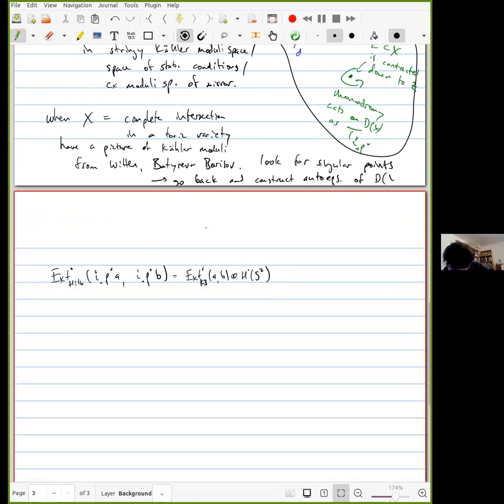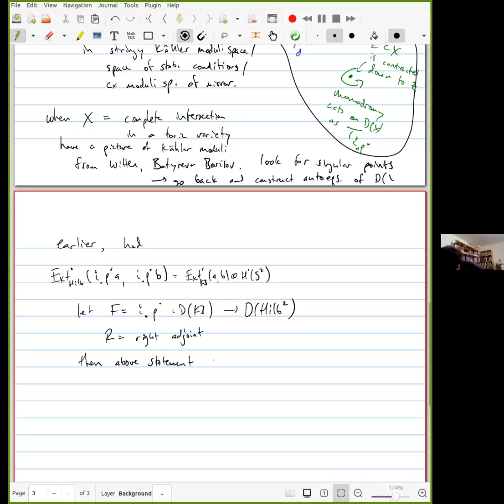So earlier, we had this, and I could let F be the functor i lower star p upper star going from the derived category of the K3 surface to the derived category of the Hilbert scheme, and let R be its right adjoint. Then the statement above follows from, or well, I don't know if it's actually equivalent, but they're both true and they're related, from showing that if I take R composed with F, that's the identity on the K3 surface plus shifting by -2, or if you like, it's the identity tensored with the cohomology of a sphere.